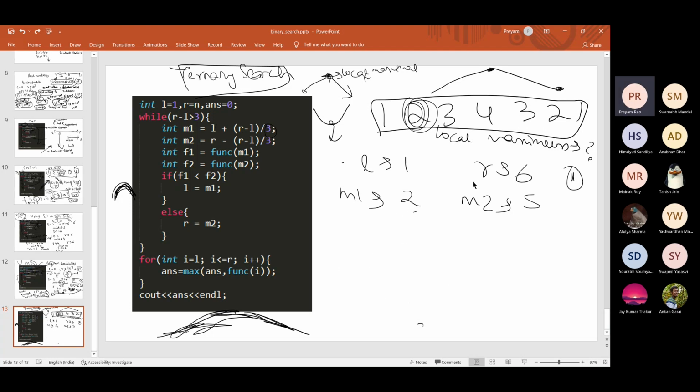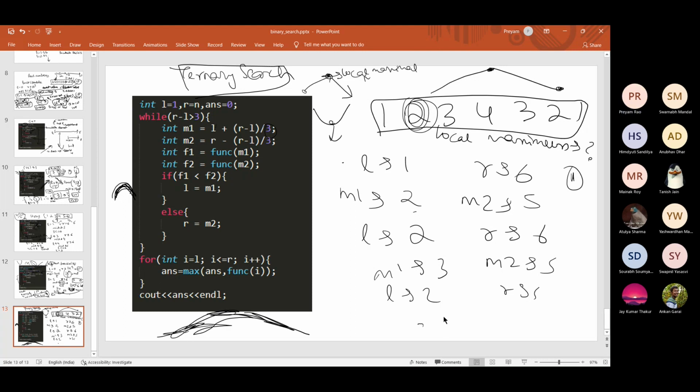So now since we know that the answer is in this part, L would now become equal to 2. L is equal to 2, R is equal to 6. Again, we'll subtract 2 divided by 3. M1 would be 3. M2 would be equal to 5, right? Again, 3 and 5. Both of these are equal, so it doesn't really matter. And R would be equal to M1, right? Then L would be equal to 2, R would be equal to 5, and so on and so forth until we find the middle element.